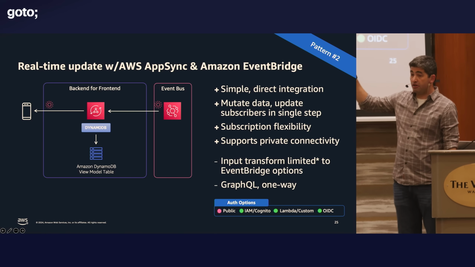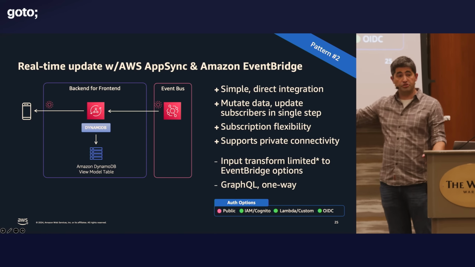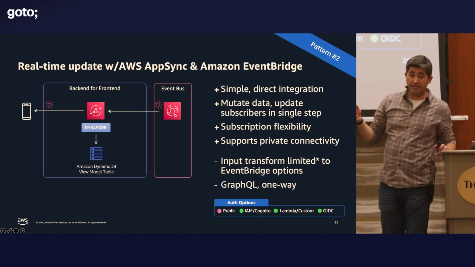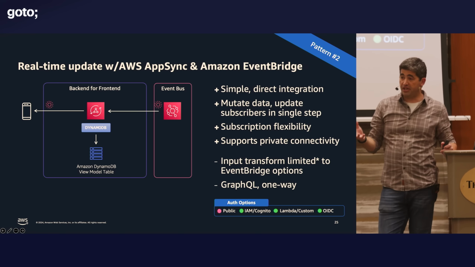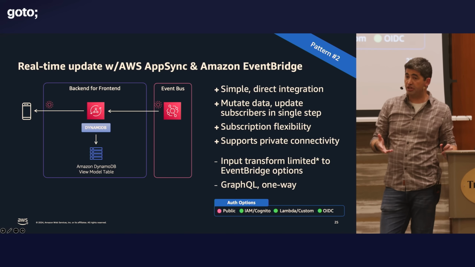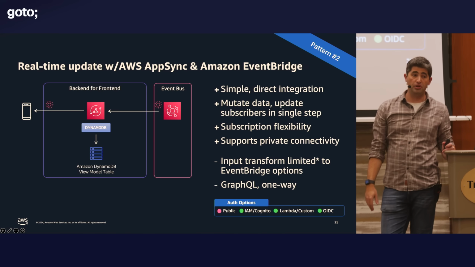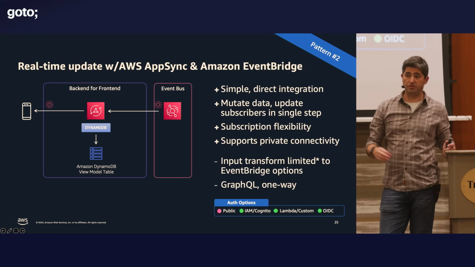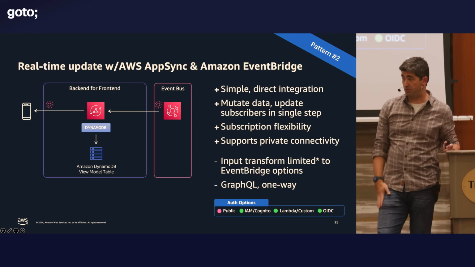With both this pattern and the first pattern, you can also do this with private APIs. So if you only wanted your AppSync API to be accessible via a VPC or a VPN connection, you can set that up if you want to. Subscriptions will work. You just need to use the domain name that AppSync provides, not a custom domain name.